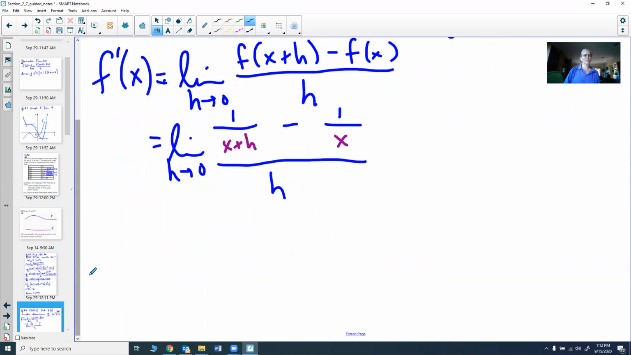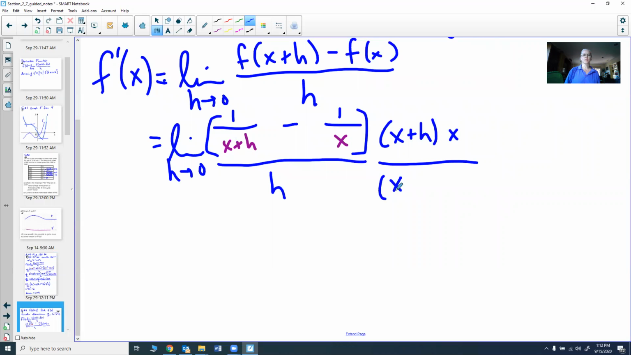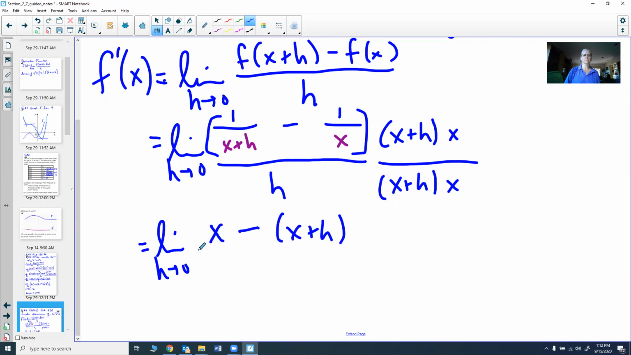This again, I can't figure out how to get rid of the h in this format, but it's a complex fraction. We got a fraction within a fraction. So the best thing to do is to multiply the numerator by the lowest common denominator. The lowest common denominator in this case is just going to be x plus h times x. Whatever you do to the top, you better do to the bottom. So now what I have is the limit as h goes to 0. Multiplying the x plus h times h through, the x plus h cancels in the first one, you're left with x. The x's cancel in the second one, and you're left with x plus h.